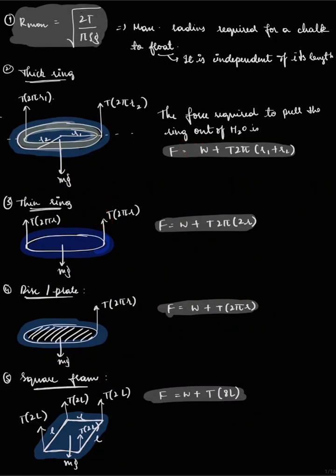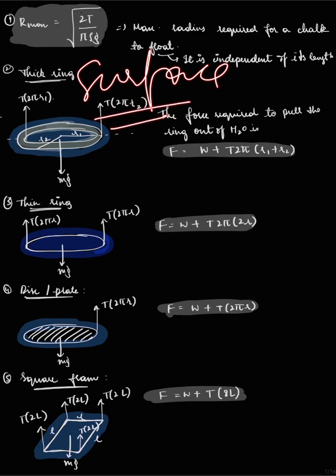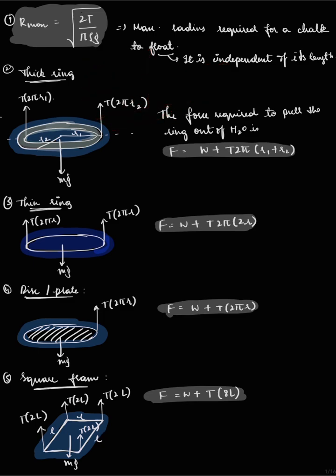Hi. So this video is on mechanical properties of fluids. So let's get started. And the topic is surface tension. Only surface tension. It is a part of mechanical properties of fluids. So first, maximum radius required for a chalk to float on water, which is independent of its length. It is R max equals to under root 2T upon pi rho g.